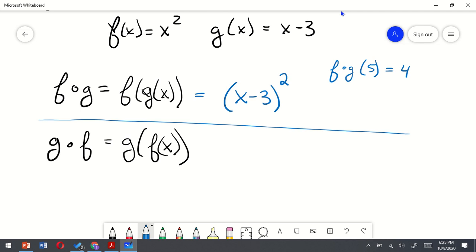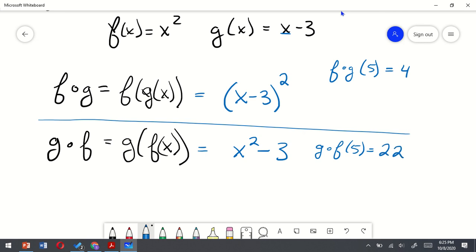We're asked to take the f and plug it into g. So we take f, which is x squared, and we're going to plug it into the function g. So x squared gets put where the x was in our g function. So this would be our composition in this direction with this order, and g of f of 5 would be 5 squared is 25, minus 3 is 22.